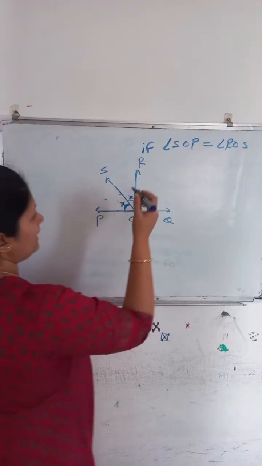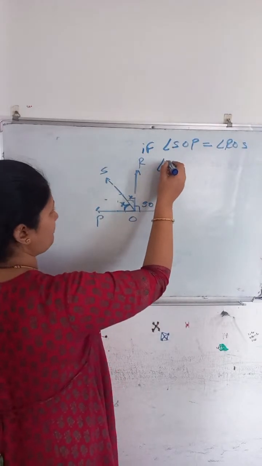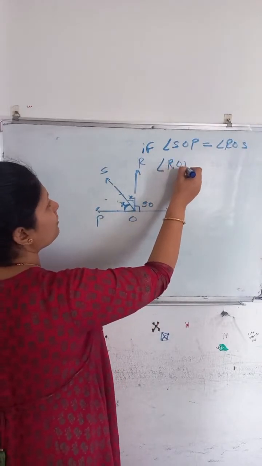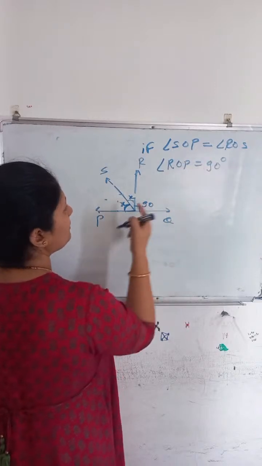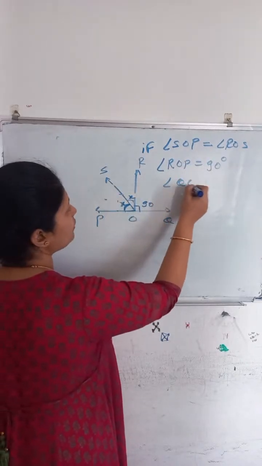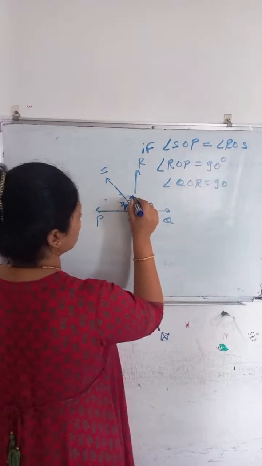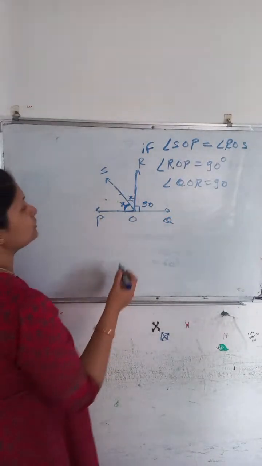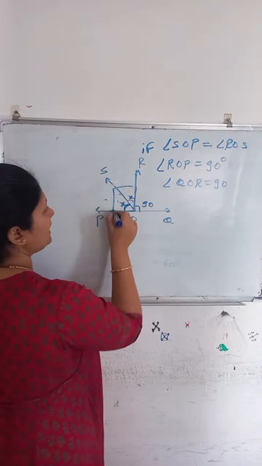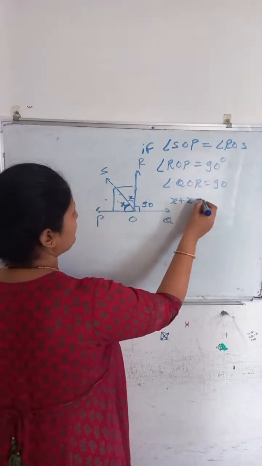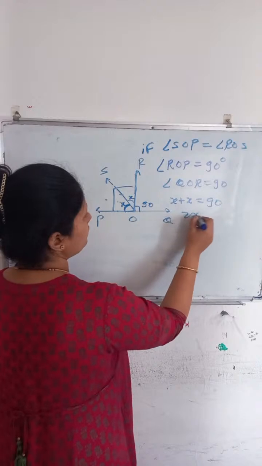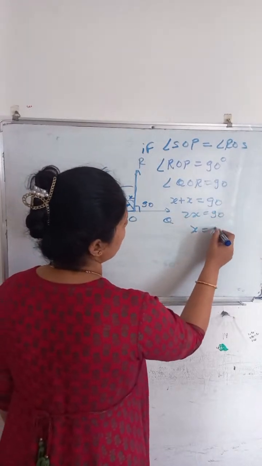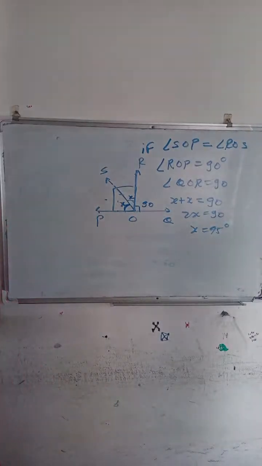Can I write here angle ROP is nothing but 90, because we have QOR also 90. This is the common arm, so this forms a linear pair. So we can write this entire angle is also 90. So x plus x is equal to 90, so 2x is equal to 90, x is equal to 45. So angle SOP is nothing but 45 degrees.